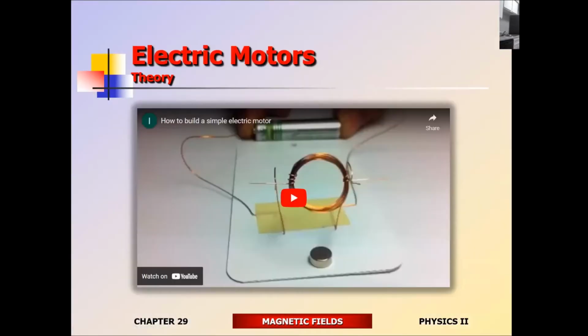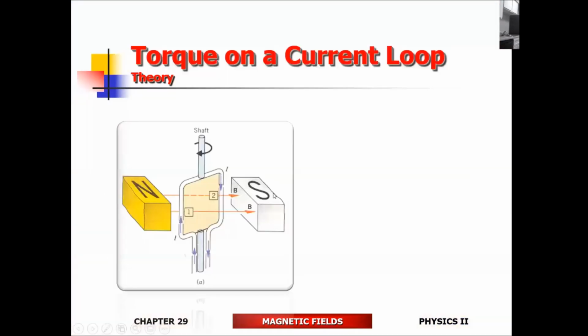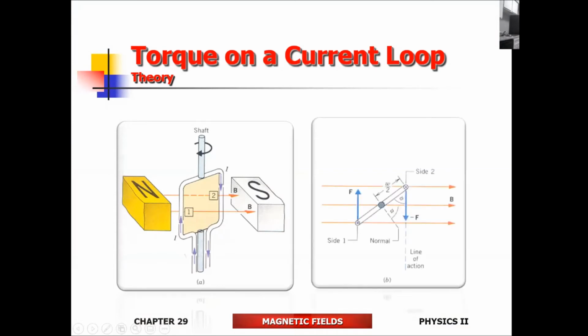The next concept is what happens to a loop of wire inside an external magnetic field. What's going to happen to the loop of wire is it's going to try to line up its area vector in the direction of the external magnet. The current going up is going to experience a force in this direction, into the page. Current going down is going to experience a force in this direction.